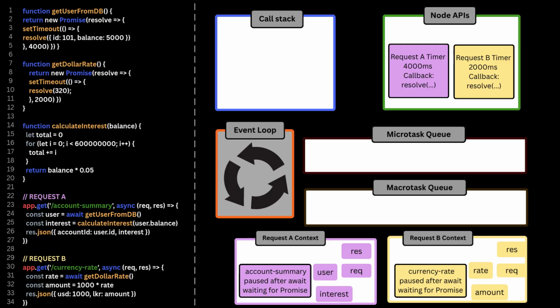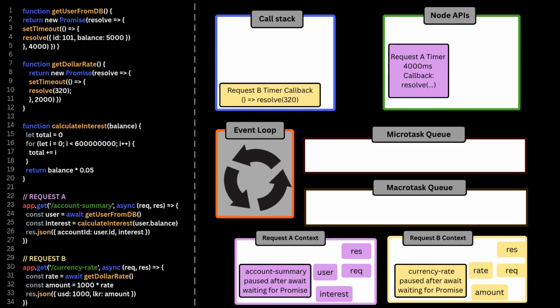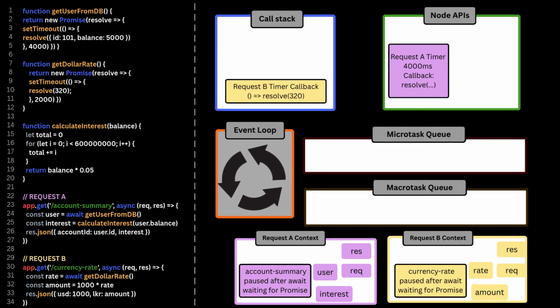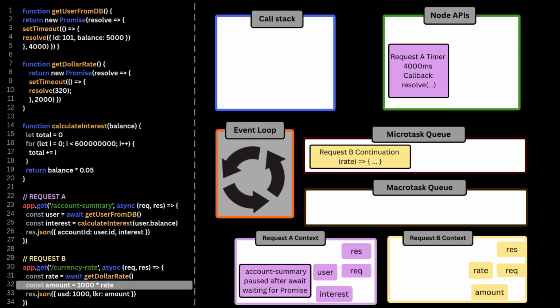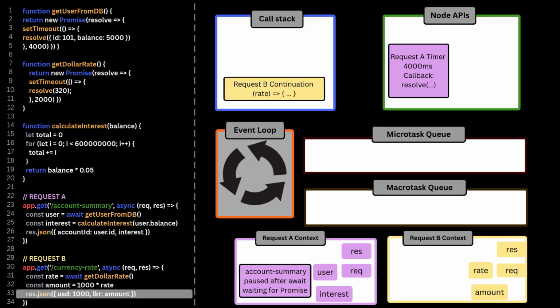The currency request finishes first. Its timer callback enters the macro task queue. That callback resolves the promise, which schedules the async continuation into the microtask queue. Once the call stack becomes available, the event loop resumes JavaScript execution. Node.js calculates the final amount and sends the response back to the user.